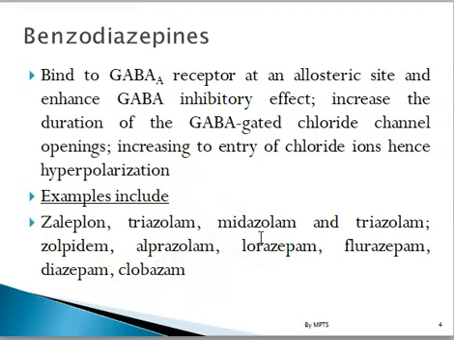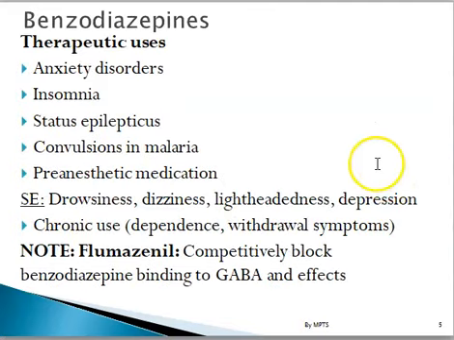Later on, they will also be classified as short acting, long acting, and medium acting, but for now I'm just talking about the examples. What are the therapeutic uses of benzodiazepines? They are used in anxiety disorders, insomnia, and status epilepticus. We know that when you have convulsions in malaria, we give diazepam. Also, they can be used as pre-anesthetic medication.